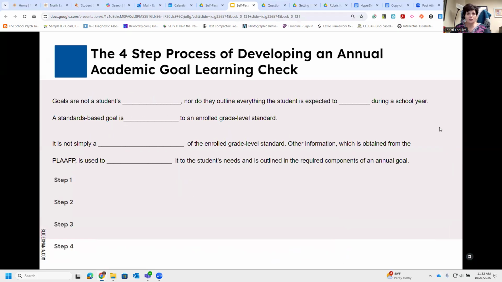Let's go over the answers. Goals are not a student's curriculum, nor do they outline everything the student is expected to learn during a school year. A standards-based goal is aligned to the enrolled grade level standard. It's not simply a restatement of the grade level standard. Other information obtained from the PLAF is used to customize it to the student's needs and is outlined in the required components of an annual goal.